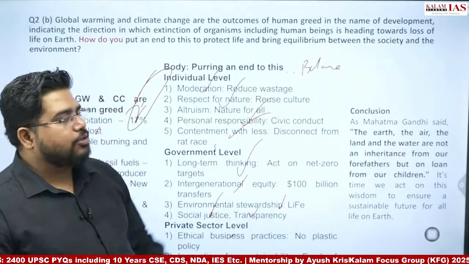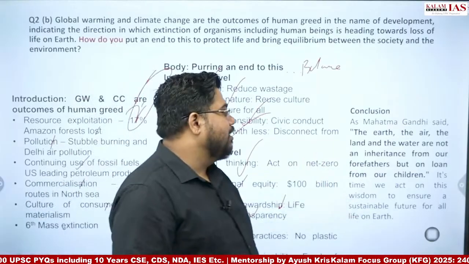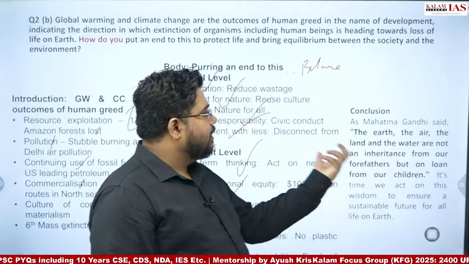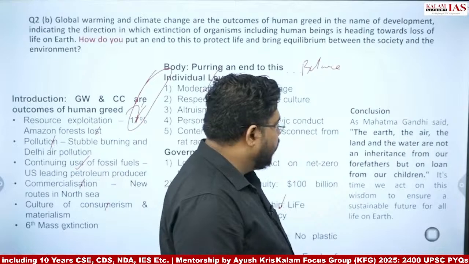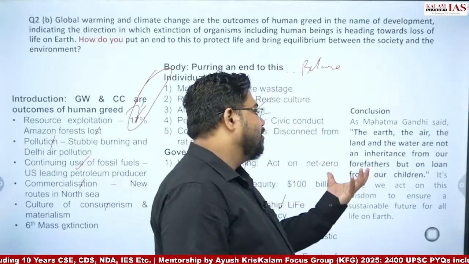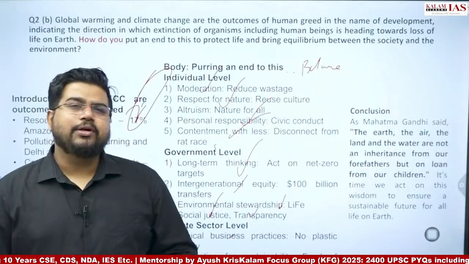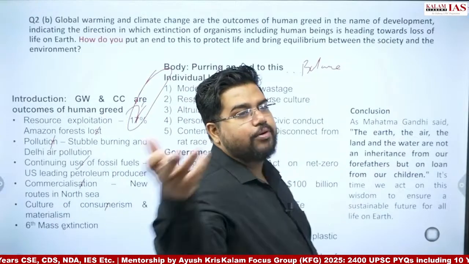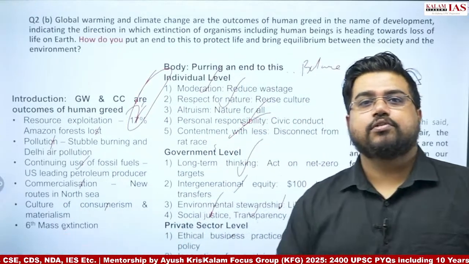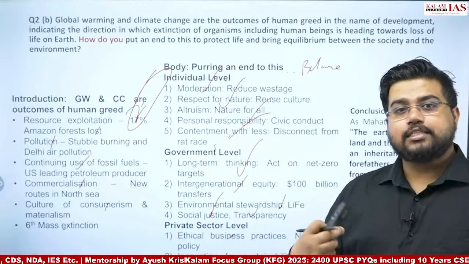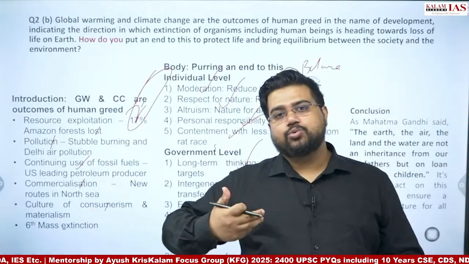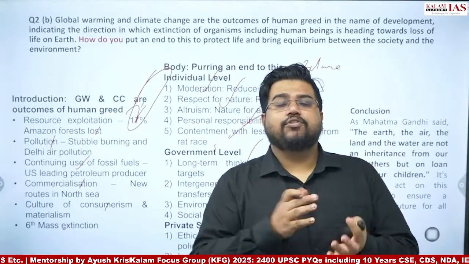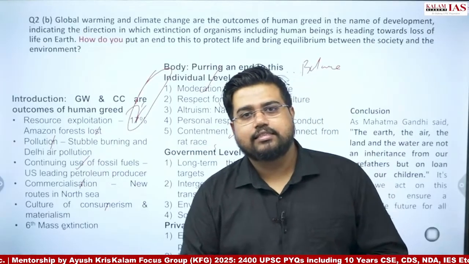Now, a classic, you can come out with a quote from Mahatma Gandhi: the earth, the air, the land, the water are not an inheritance from our forefathers, but a loan from our children. Or you can write that quote also: there is enough for everyone's need, but not enough for everyone's greed. This should be the principle leading us, considering that we have already crossed the tipping points of climate change and global warming.